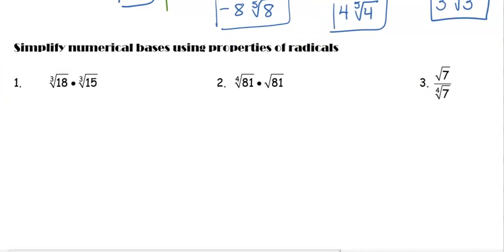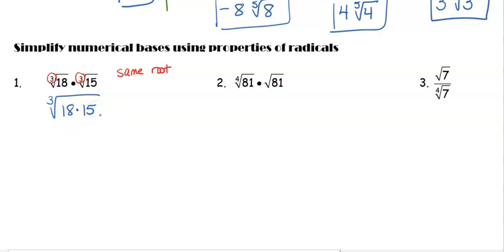All right, so that was just focusing on those number bases and how to simplify them. Now we're applying the properties of radicals. Just like we talked about with variable bases, it's about looking for something that they have in common. So if I look at number 1, they have the same root. So I'm going to go ahead and put them underneath the same root. You have options here. You can go ahead and multiply the 18 times 15 together and get this big number.